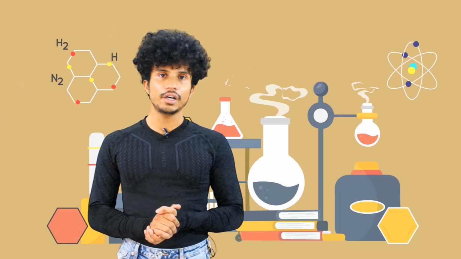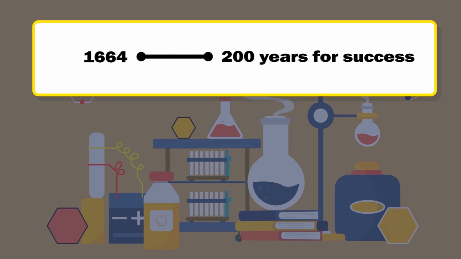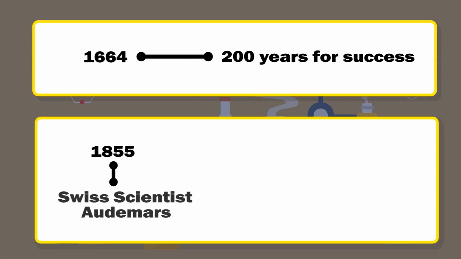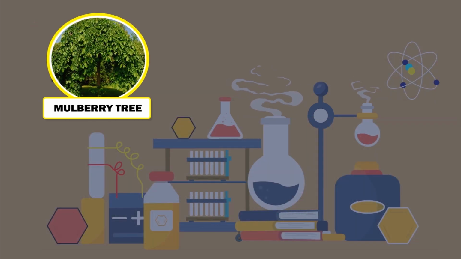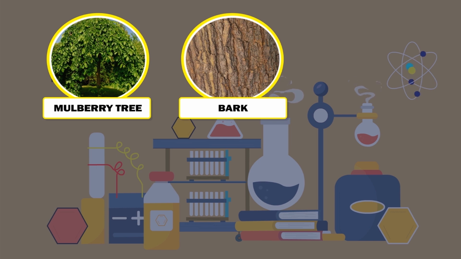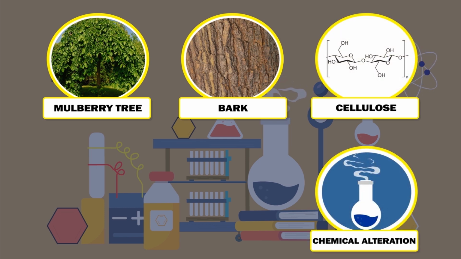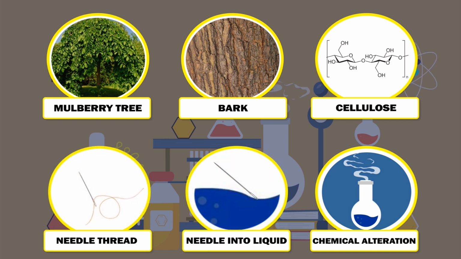The first effort to create artificial fiber was undertaken in the year 1664, but it took about 200 years for it to be successful. In the year 1855, a Swiss scientist called Audemars filed a patent for synthetic fiber in England. He created it by dissolving the mulberry tree's inner bark and synthesizing cellulose by chemically altering it. By dropping a needle into the fluid and pulling it out, he created thread from it.